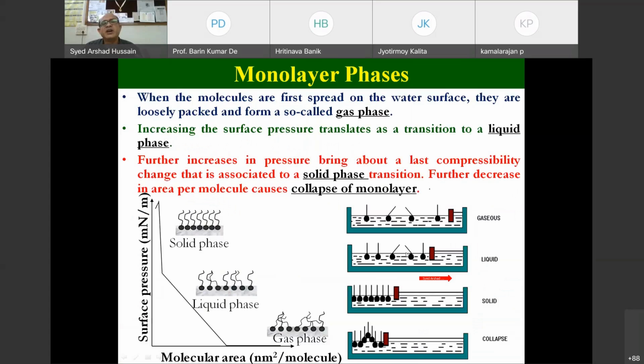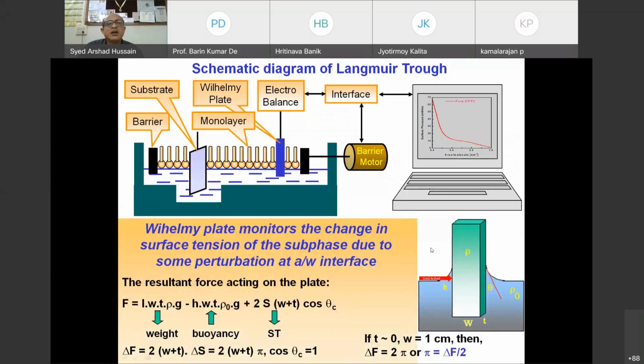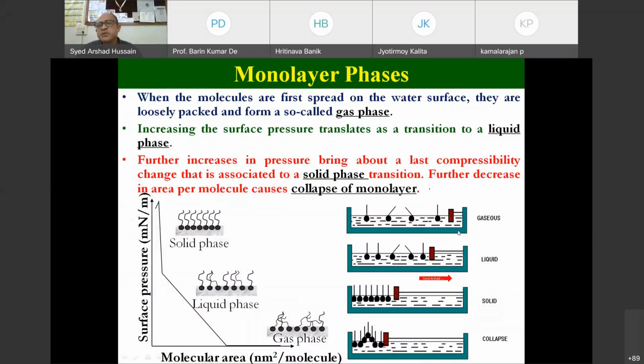Initially we spread the molecules on the surface, and the barrier is kept in an expanded position. That means the area per molecule is very large, and the molecules remain separated from each other. They are free from each other. Interaction is very small, and this is comparable with the gas phase. You can see here, in that case the surface pressure is very low and the area is very high.